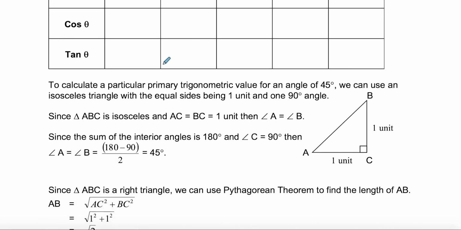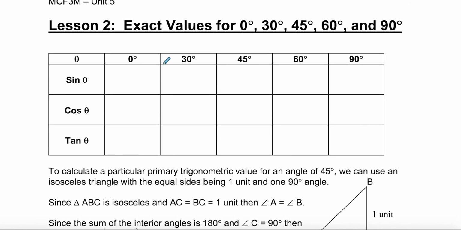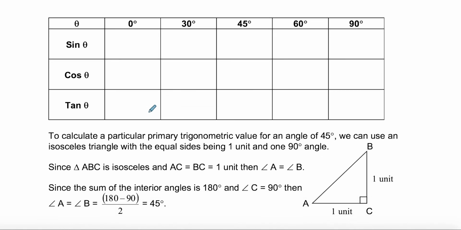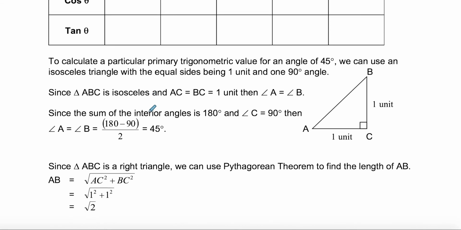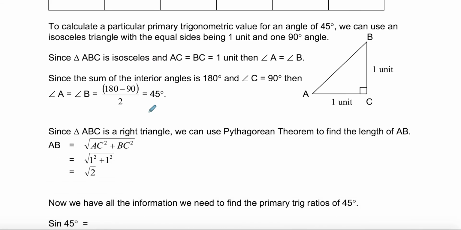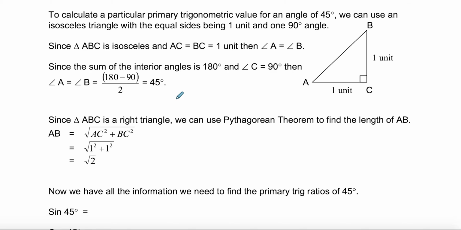So we'll come back to this chart in a minute, and we are going to fill it in, but to calculate a particular primary trigonometric value for an angle of 45. So here we go. The very first special triangle that we're going to look at is a triangle where the corners would be each 45 degrees. So if this is a 90-degree corner and this was a 45-degree corner, it would make sense that this also has to be a 45-degree angle here because it has to add up to 180 degrees.